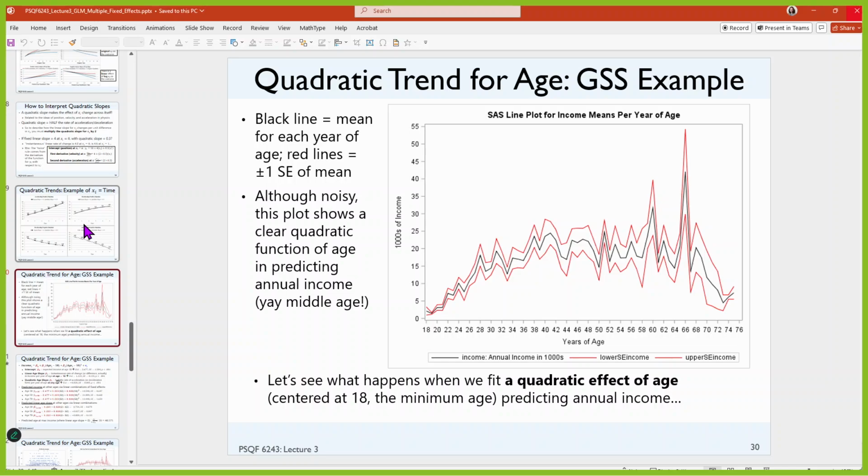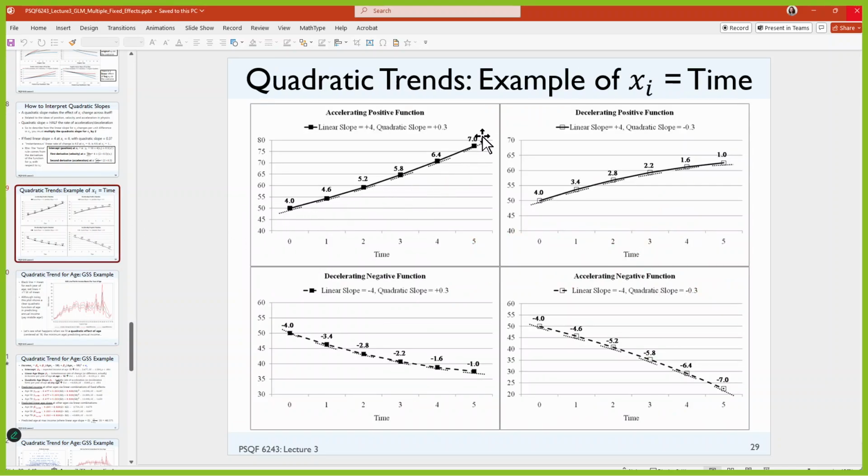Other pictures of quadratic that I can show you are these. So it doesn't have to be a full U. It can just be part of the U. So this picture implies that if I kept going to the left, it would come back up. This picture implies that if I kept going to the right, it would come back down. So partial U's in all of these things.